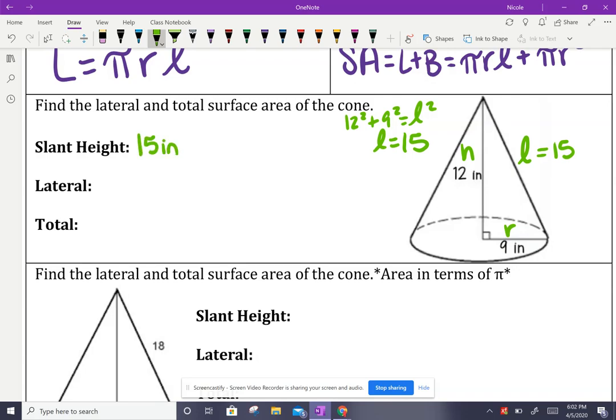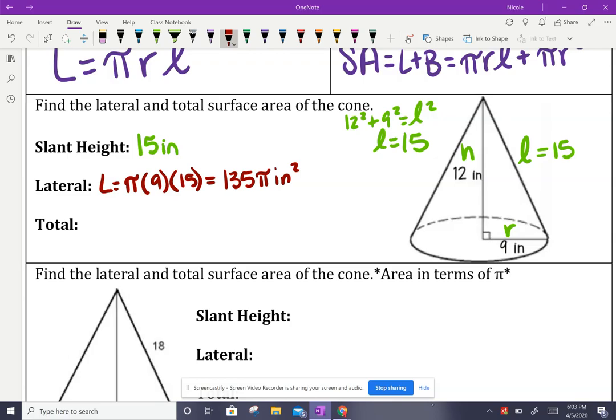Then for lateral, we are going to take into account pi r, which is 9, times that slant height, 15. 9 times 15 is 135 pi inches squared. So I'm going to leave things in terms of pi unless it specifies. So I'm just going to leave this as 135 pi inches squared for the lateral.